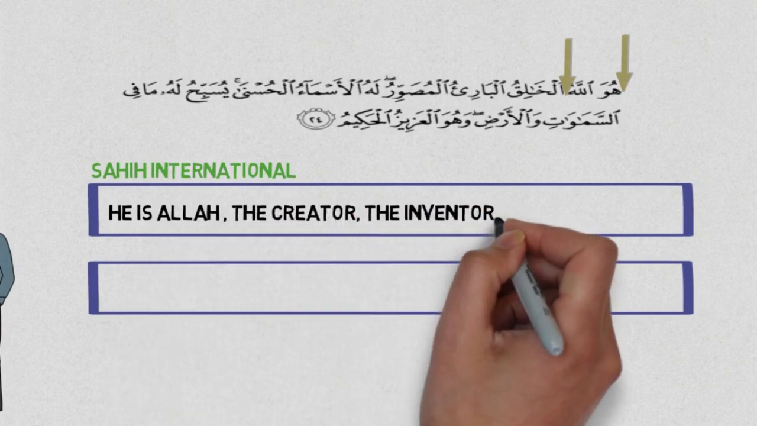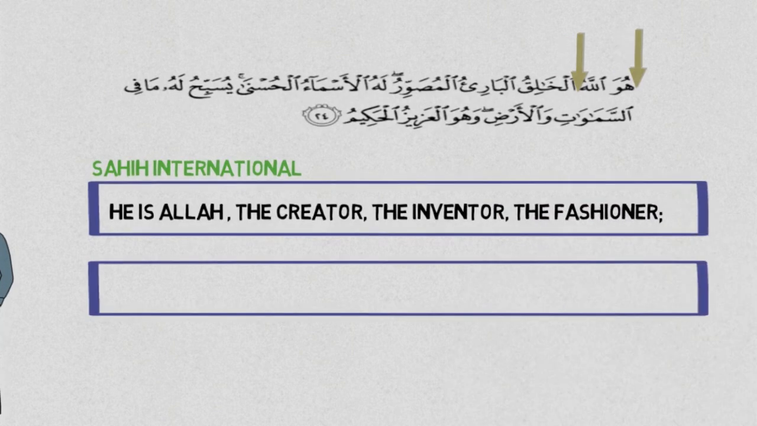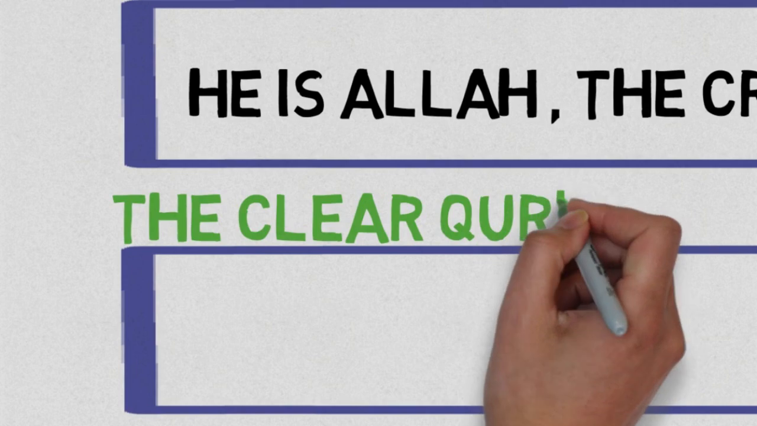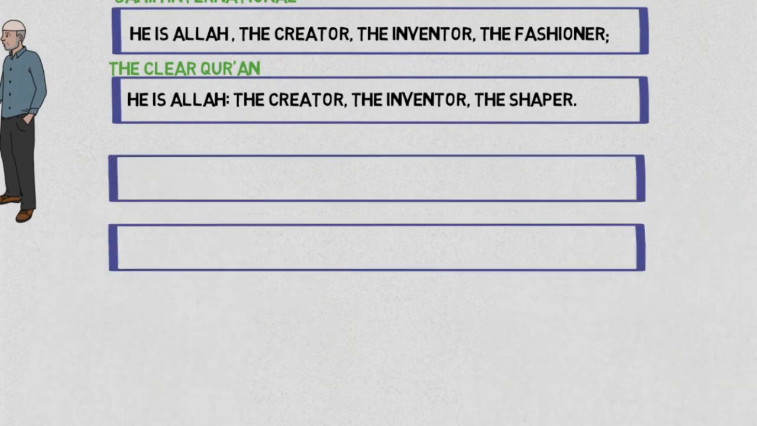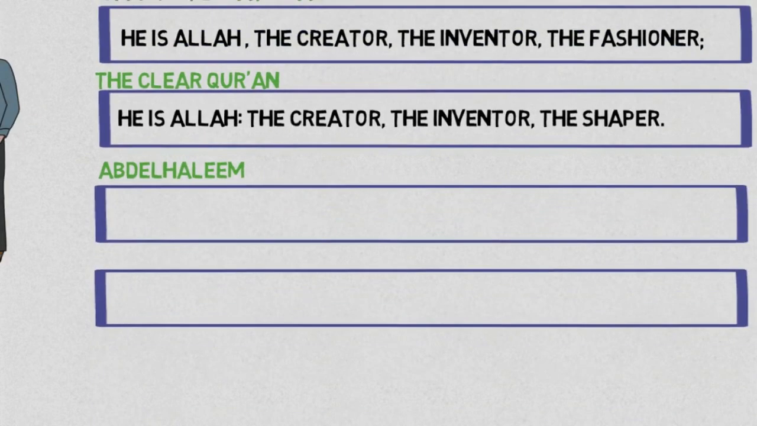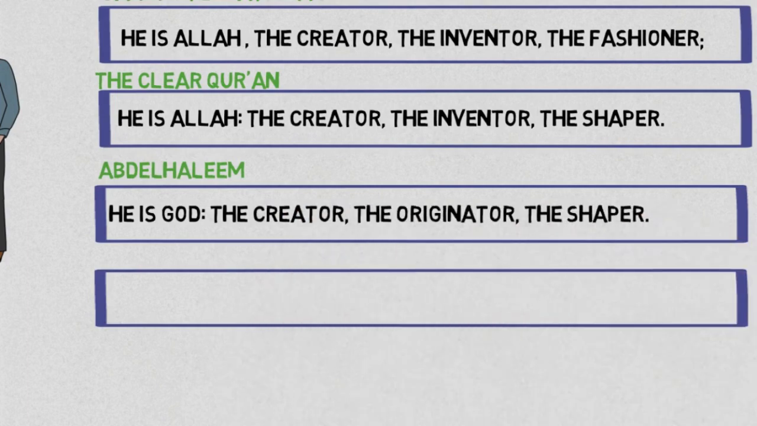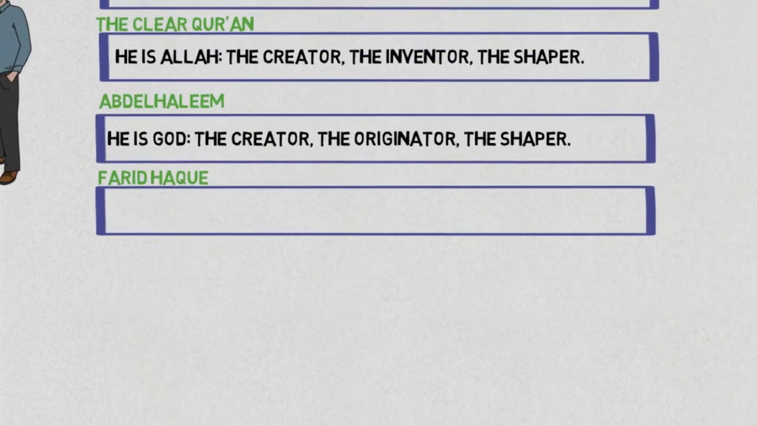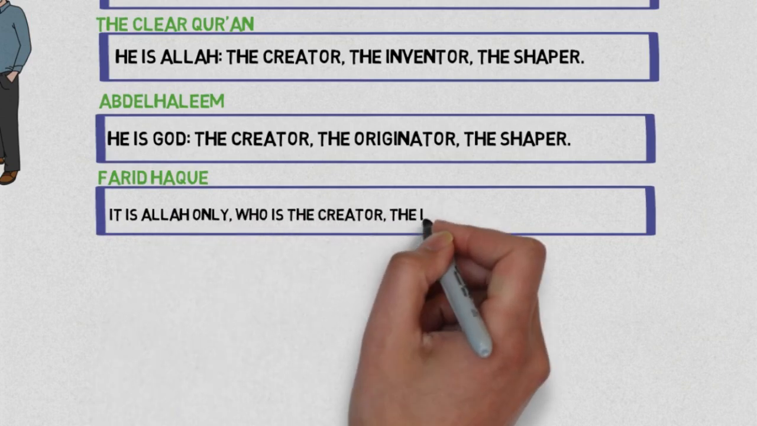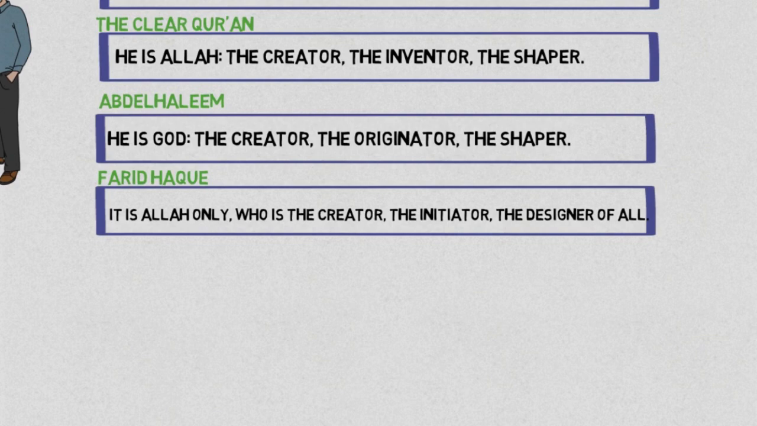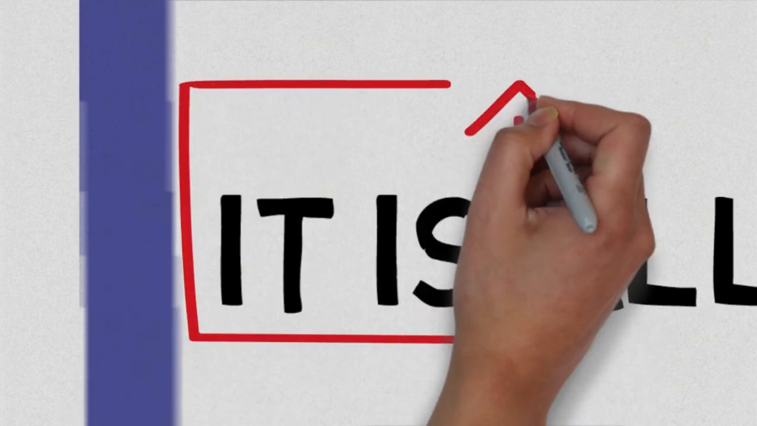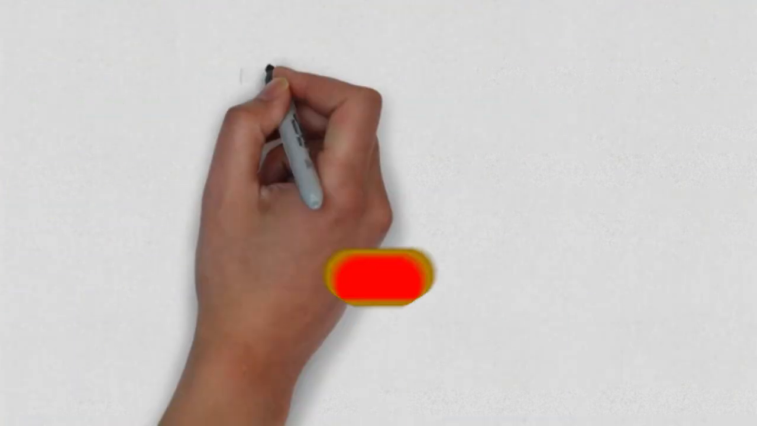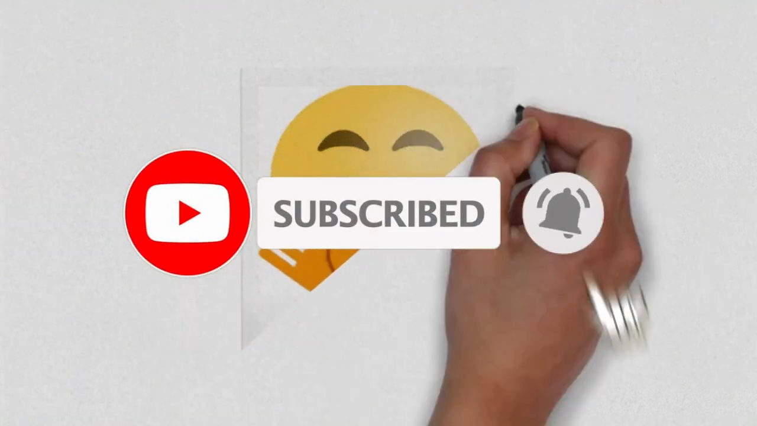In Sahih International we have He is Allah, the creator, the inventor, the fashioner. The Clear Qur'an, He is Allah, the creator, the inventor, the shaper. Abdul Halim, He is God, the creator, the originator, the shaper. Farid Haq, it's Allah only who is the creator, the initiator, the designer of all. You can notice that the final translation used a cleft structure for the same purpose of prominence and exclusive reference mentioned above. Thank you for watching and see you later.